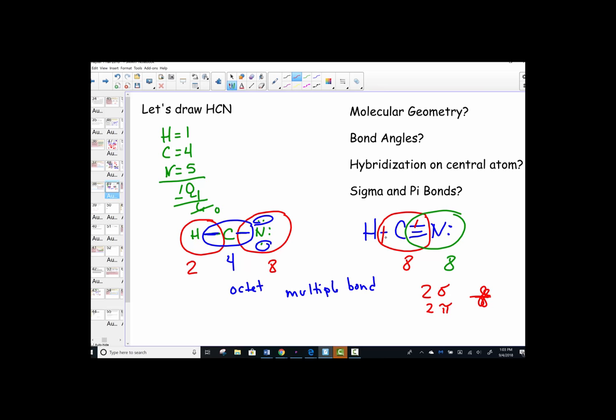The central atom, carbon, has 2 domains. Now remember, domains are bonds or electron pairs. Here's a domain. And even though this is a triple bond, it's still considered one domain. I don't care if it's a single, a double, or a triple bond, it's still one domain. Both of those domains are bonded, 0 unbonded. On your VSEPR chart, you'll see that it's a linear molecule with a 180-degree bond angle. It's a straight line across.